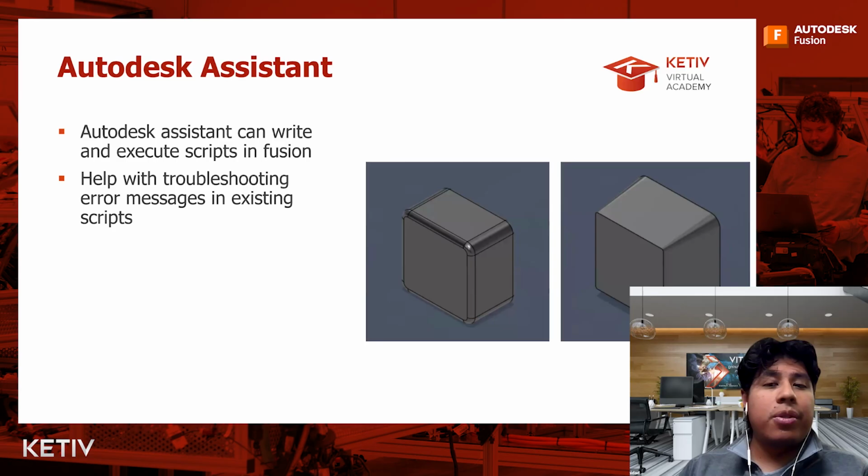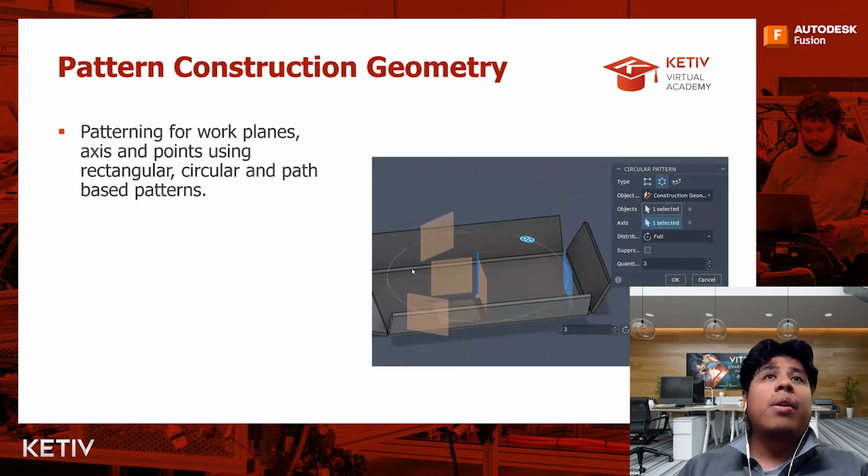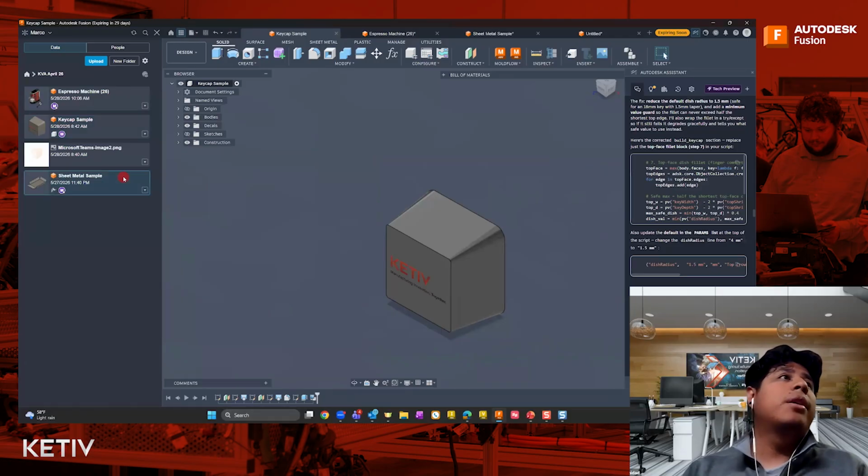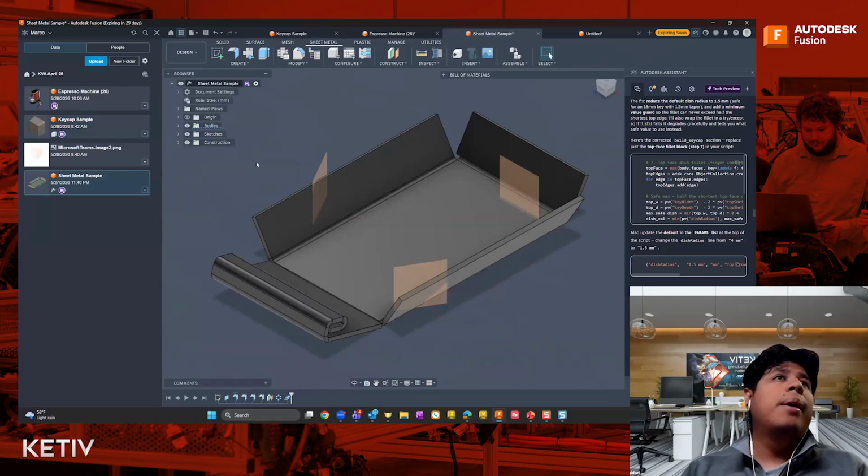Okay, so I'm going to switch over to my next one. In this recent release, they did add the ability to use construction geometry in your patterns. So that includes work planes, axes, and points. You can now use those when you're inside of the pattern tool. And inside of that, in your object, you have an object drop down. And let me bring that up here.